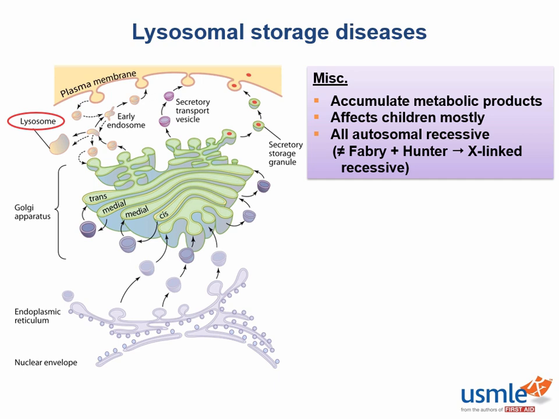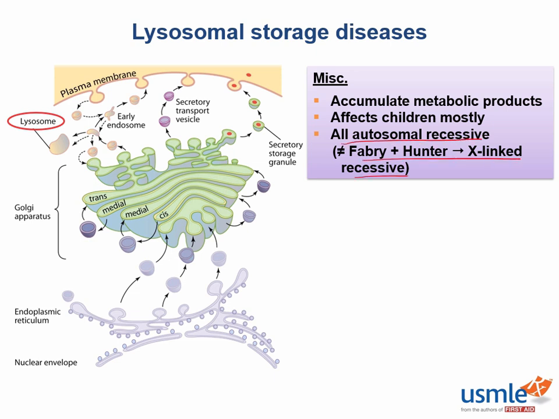And why don't we see many of these diseases in adults? There you go, you've got it. They're just that bad. The lysosomal storage diseases are often deadly even at a young age, and they're all inherited via autosomal recessive pattern, except for Fabry's as well as Hunter's syndrome, which are both X-linked recessive.